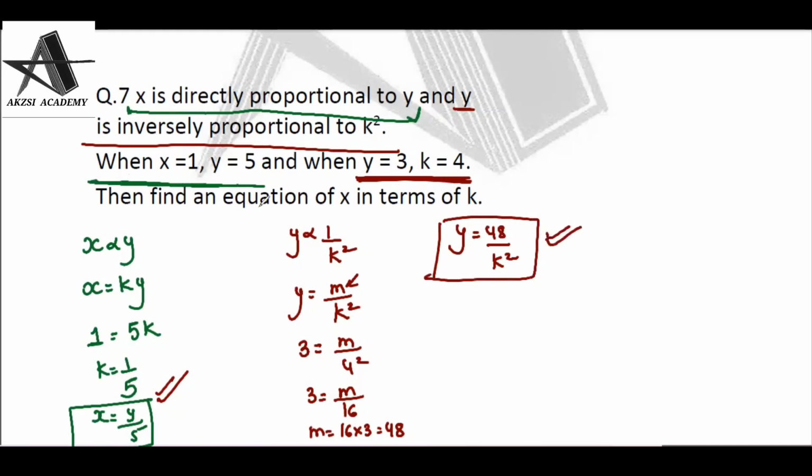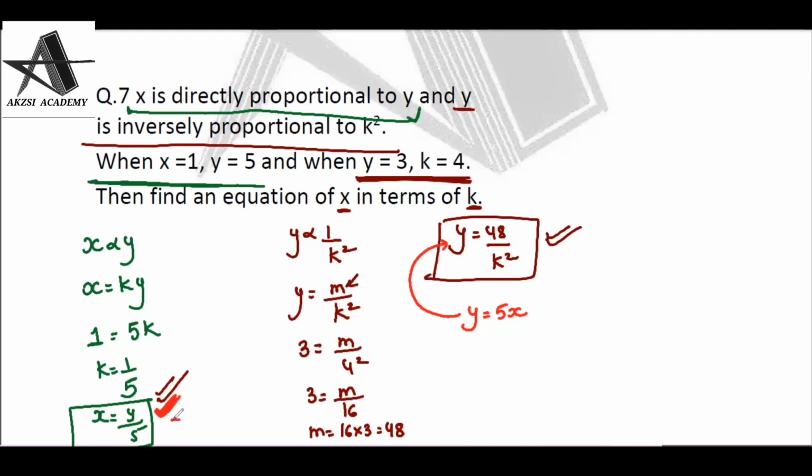What they're asking, then find an equation of x in terms of k. We need x and k. That means y is extra here. We don't want y. So what I need to do is, here let me make y the subject. I'm just rearranging it. So this will give me y is equal to 5x. Only I have rearranged this. Need to put the value of y here in this equation.